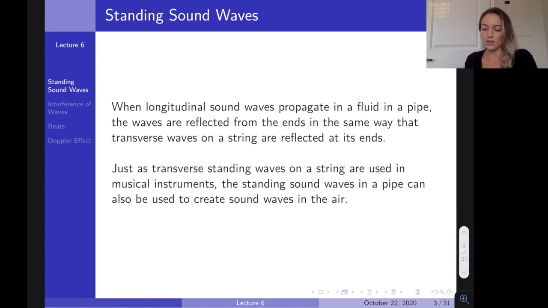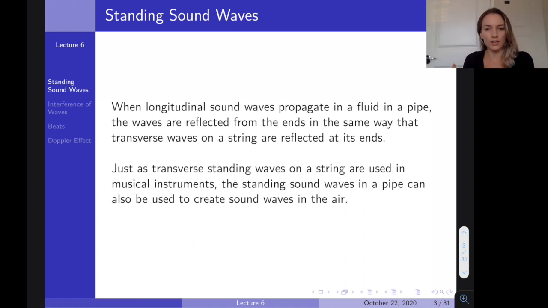Standing longitudinal waves, or standing sound waves. So just like we had standing transverse waves on a string, we can also have standing longitudinal waves, although usually now we're going to be talking about a wave in a pipe, and the pipe is filled with some kind of fluid, whether it's water or air, and the wave is reflected from both ends, and we're going to have a standing wave. And just like we had standing waves that were used to create musical sounds on a string, we can obviously also use standing waves in a pipe to create music. So usually wind instruments obviously use this to create sound.